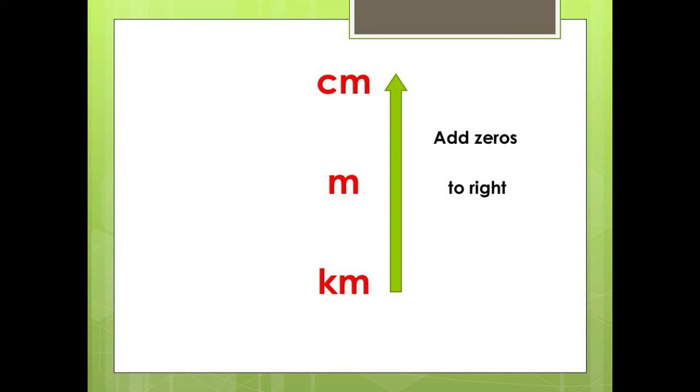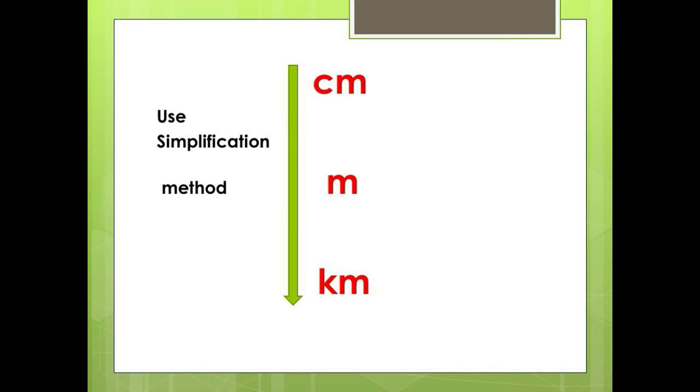If you want to convert the units, that means if you want to convert kilometer to meter or meter to centimeter, that is from down to up, we have to add zeros to the right side. In the same way, if you want to convert the units from up to down, that is from centimeter to meter or meter to kilometer, we have to use the simplification method.